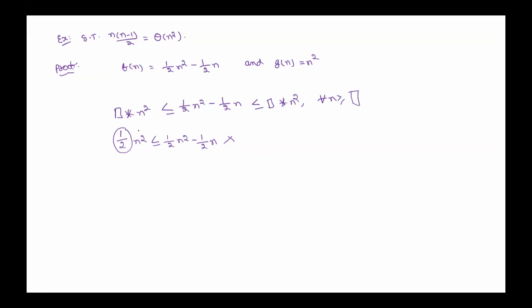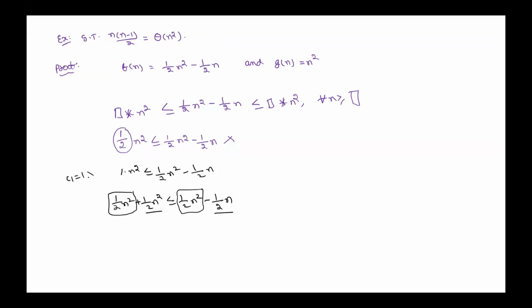Because see, is 1 into n square less than or equal to 1 by 2 into n square minus 1 by 2 into n? No. 1 into n square we can write as 1 by 2 into n square plus 1 by 2 into n square. Is it less than or equal to 1 by 2 into n square minus 1 by 2 into n? No. Why? Because this is positive, this is negative, and the first quantity is same. That means C1 is 1 is also wrong. C1 is 1 by 2 is also wrong.